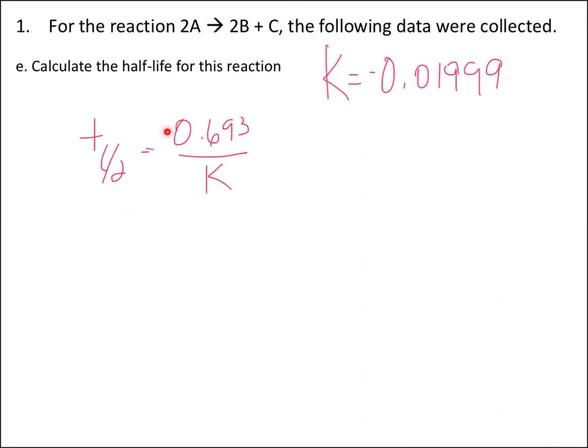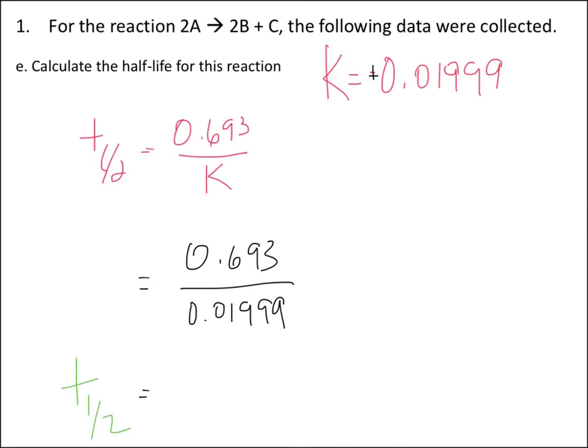Because technically, when you go back to the derivation, this was a negative and this was a negative, but I know a negative divided by a negative is a positive. And so what people might also forget to do is make that a positive number when I plug this in. And so I end up with 0.693 divided by 0.01999. Let me pause this and get you an answer here. Okay, so my half-life here is going to equal 34.67 minutes.